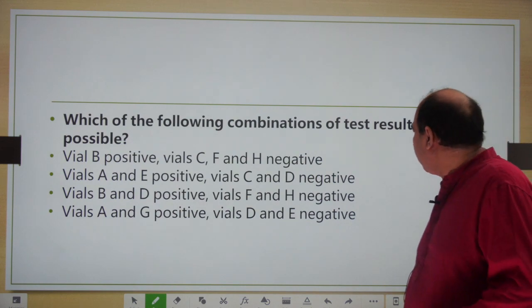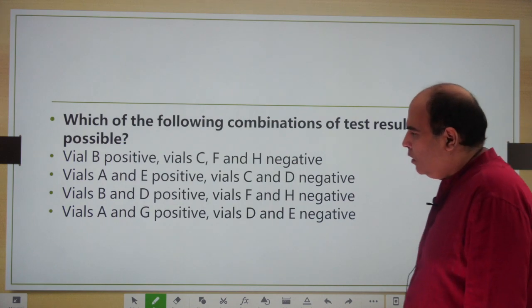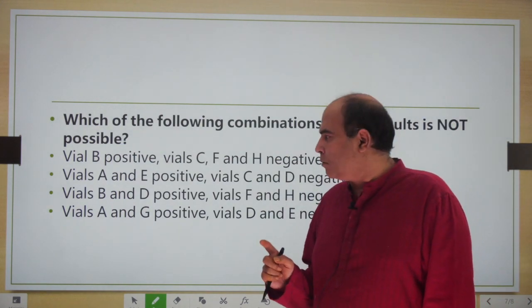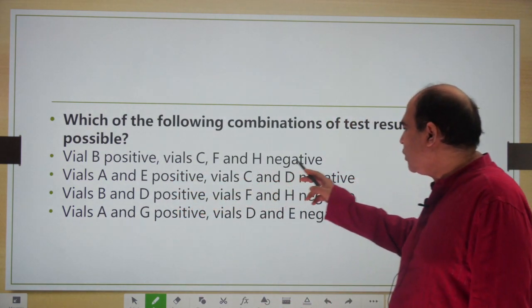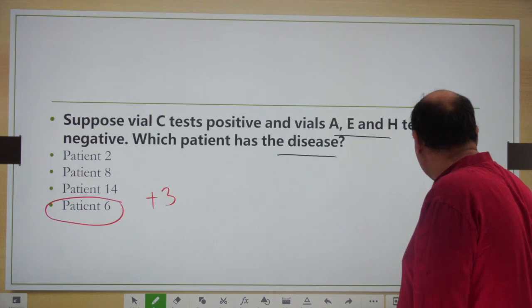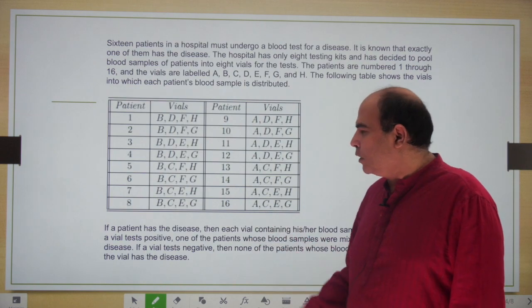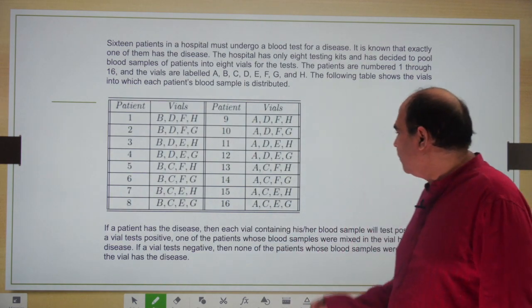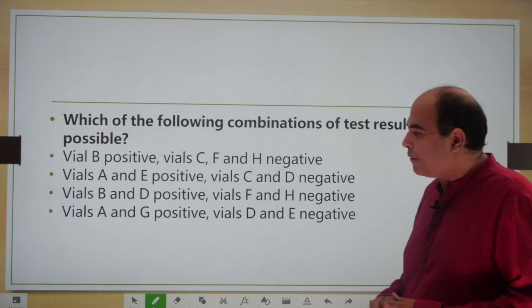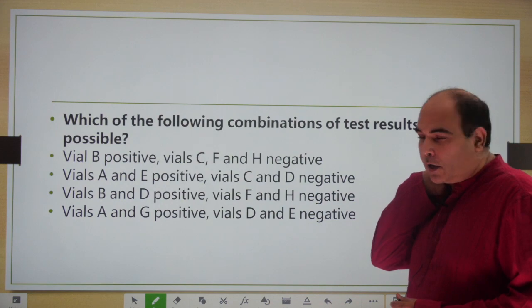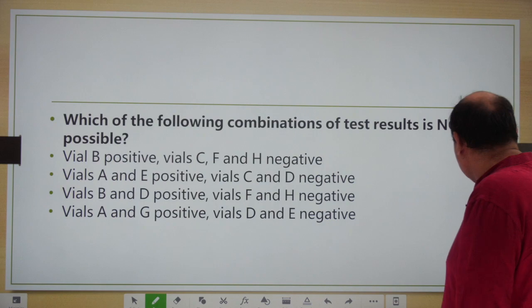Which of the following combinations of test results is not possible? So we'll have to test each one of these one by one. B positive, C, F, H negative. Let's see, we'll have to test this one by one. Of course, here I have the disadvantage that I have to go back and forth on the picture, but in the exam you will have the table right there in front of you, in front of this question. So this going back and forth that I have to do, you will not need to do in the exam. So B positive, C, F, H negative.